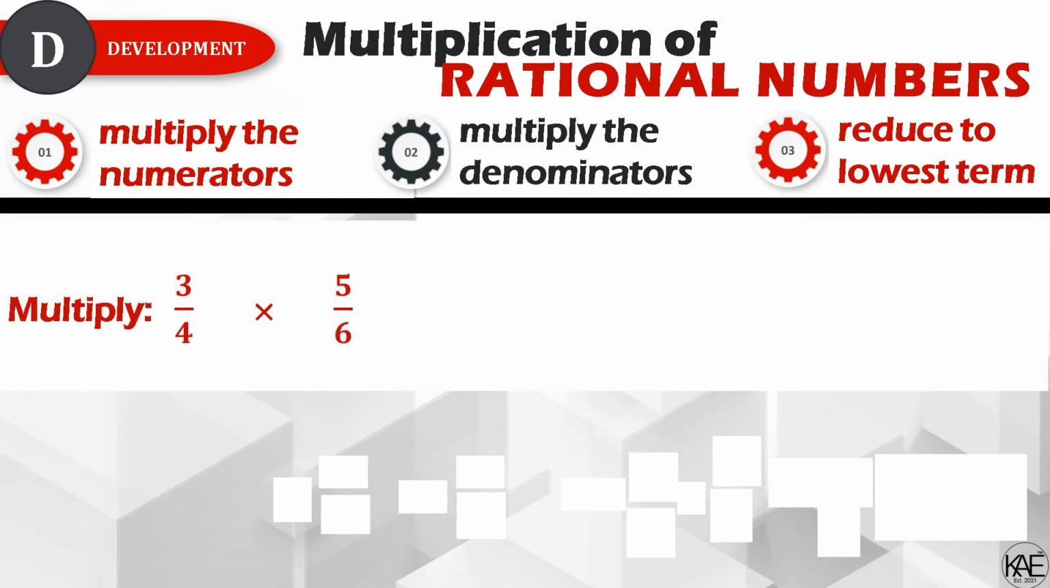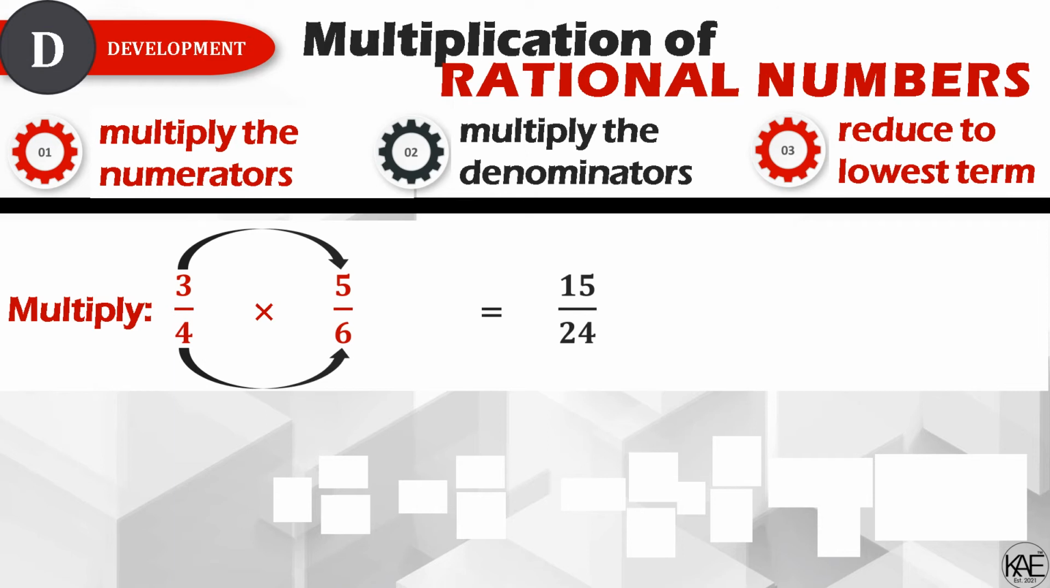For example, we are to multiply 3/4 by 5/6. First step is to multiply the numerators. That would give us 3 times 5 is equal to 15. Then we multiply the denominators. That would give us 4 times 6 is equal to 24.